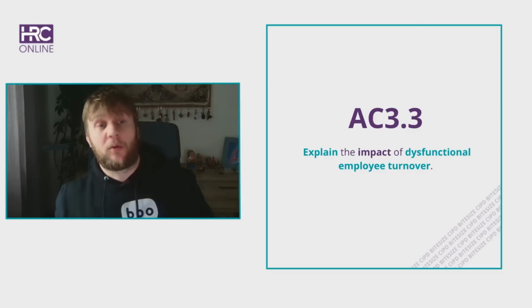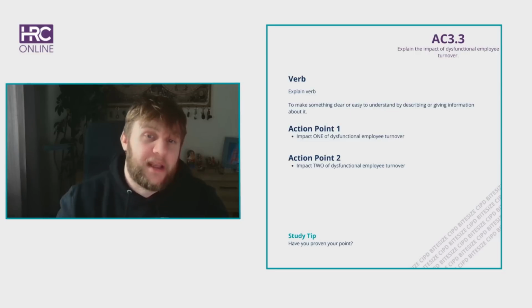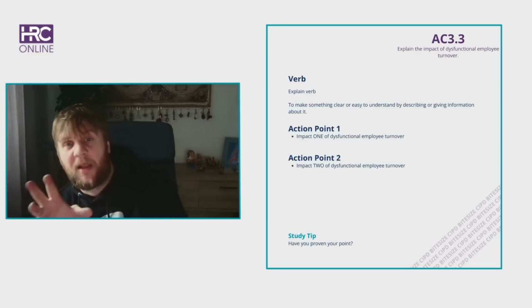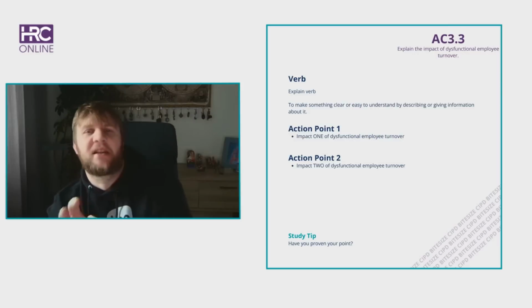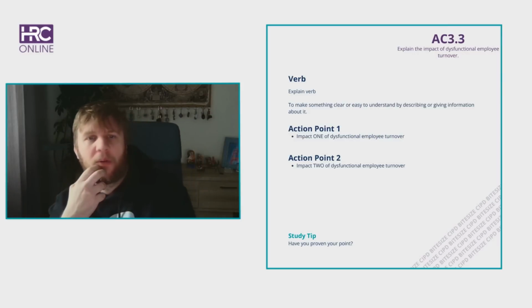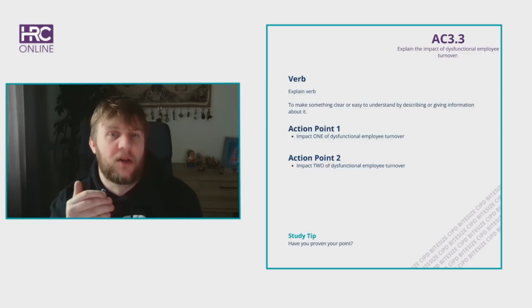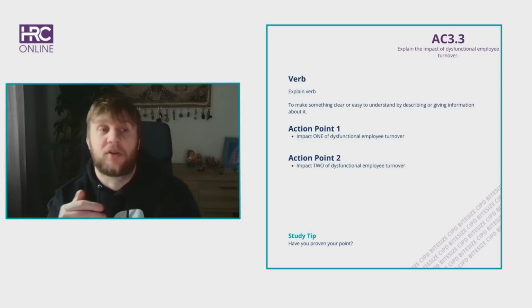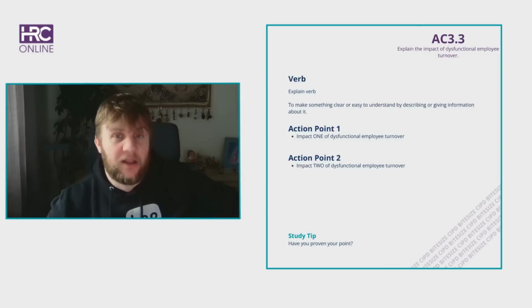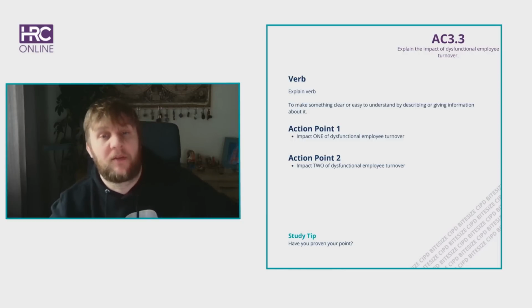So first thing that we always do is we break the question down into its component parts as we've done here, and then we'll break it into action points as we've done here. So explain, verb, to make something clear, to understand by describing or giving information about it. So the easiest way to do that is impact of dysfunctional employee turnover. One, so you might want to explain impact one is, and that's your subheading, explain impact two of dysfunctional employee turnover.